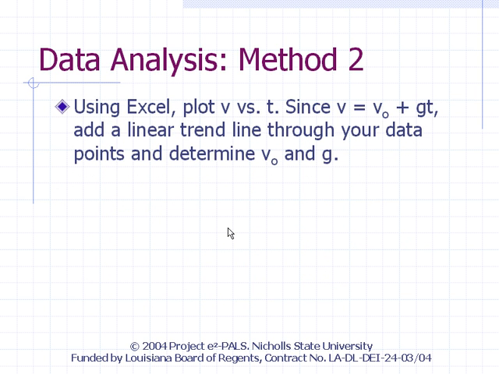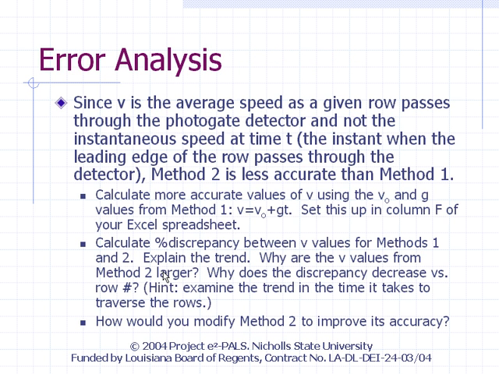An alternative way of analyzing your data is to plot the speed of the fence, column C in your Excel spreadsheet, versus time, column E in your Excel spreadsheet. You should get a straight line with the slope equal to the acceleration due to gravity. Since v is the average speed as a given row passes through the photogate detector and not the instantaneous speed at time t, the instant when the leading edge of the row passes through the detector, method 2 is less accurate than method 1. Calculate more accurate values of v using v0 and g values for method 1.